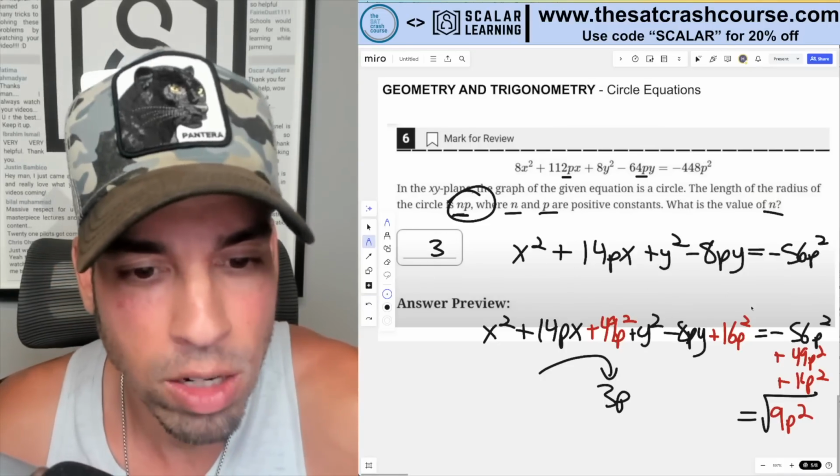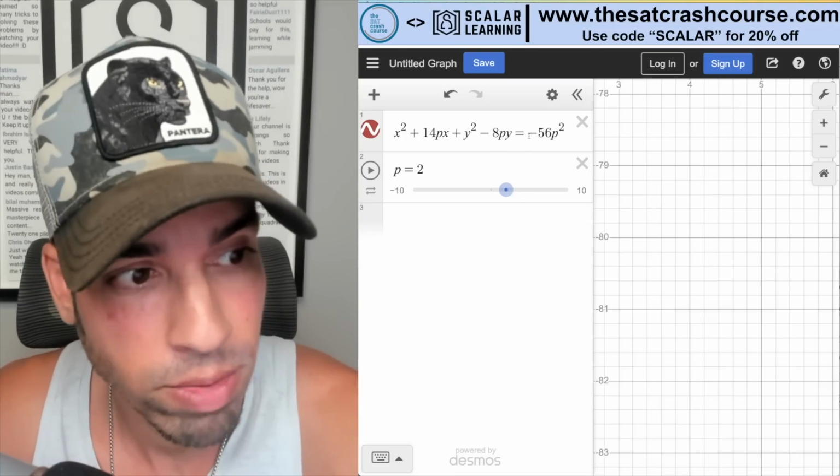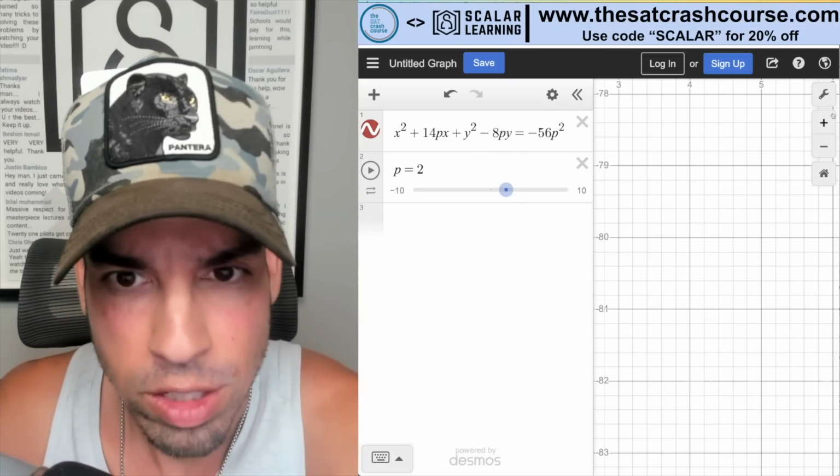But now I want to show you how to do this in DESMOS. So now I put in the simplified version. Actually, it doesn't even matter. You could have left everything as is, but just to make it a little easier to type in.